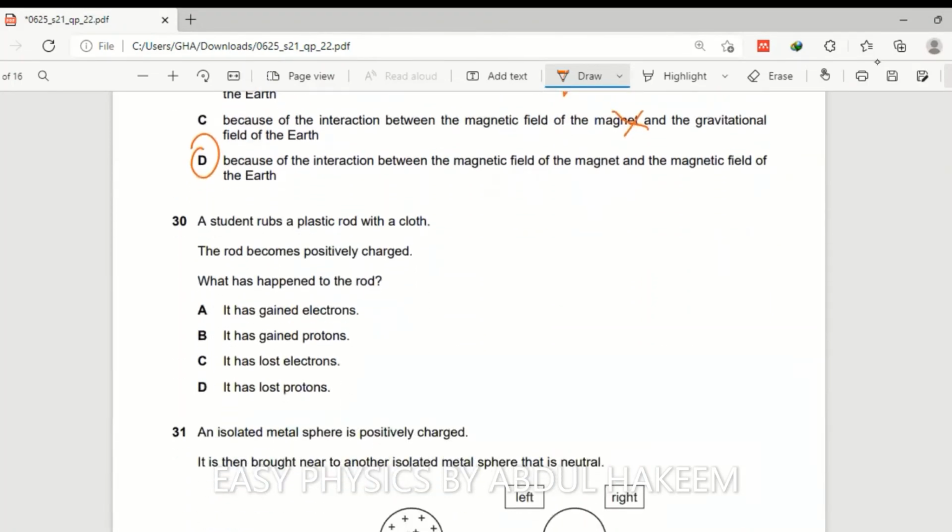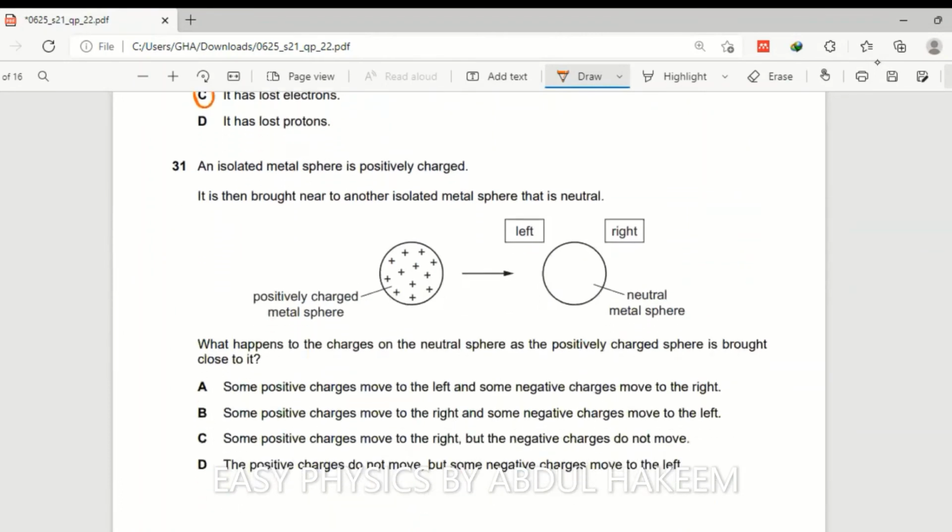Now come to the next, 30. A student rubs a plastic rod with a cloth. The rod becomes positively charged. It means the rod will lose electrons. The vacancy of the electron is the positive charge. So the option, it has gained electrons? No. It has gained protons? No. It has lost electrons? Yes, it has lost electrons because the vacancy of the electron is a positive charge.